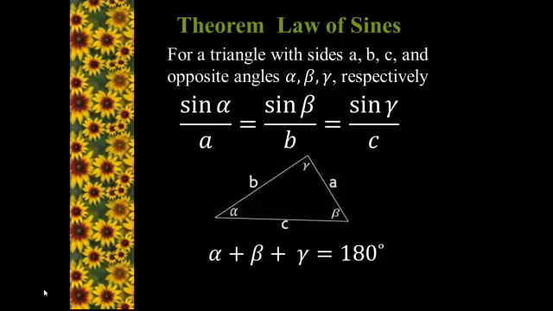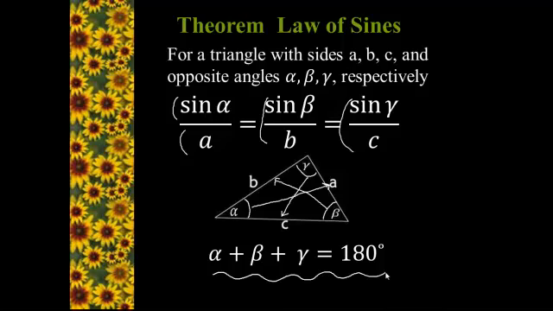The law of sines. For a triangle with sides A, B, C, and opposite angles alpha, beta, gamma, respectively, we would have this formula. On the triangle, it would look like this. Here is our angle alpha, and opposite is our side A. So we would have the sine of alpha over A. To continue, we have the angle beta, and opposite is the side B. And then finally, we would have the angle gamma and the side C. Remember that when you add the angles of a triangle up, they should equal 180 degrees.